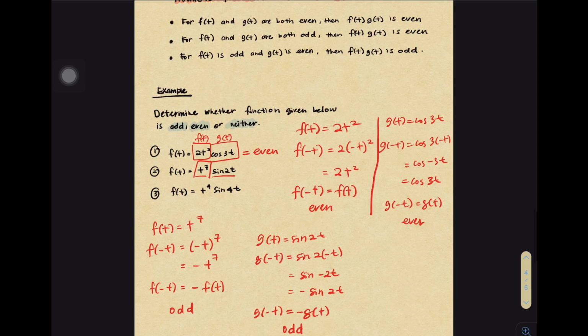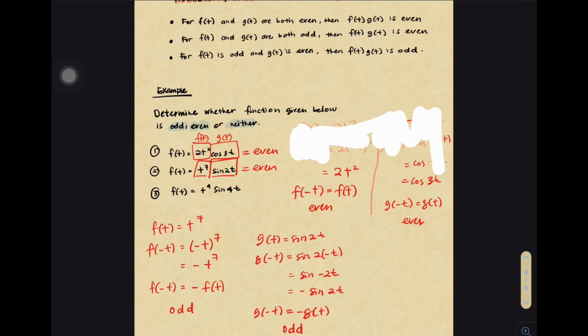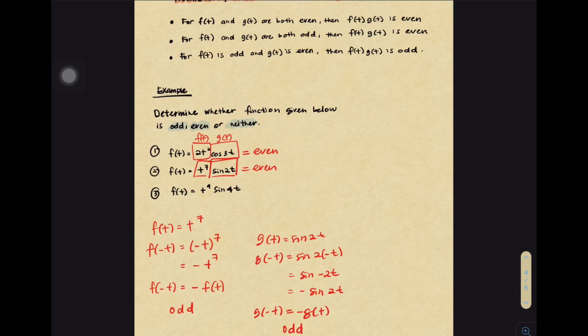So you have the function t to the power of 7, an odd function, multiplied with sine 2t, also an odd function. So odd multiplied with odd will give you in return an even function. Okay, so let's see equation number 3 here. We have f(t) equal to t to the power of 4 sine 4t. Let's check whether our function here is even, odd, or neither even nor odd.